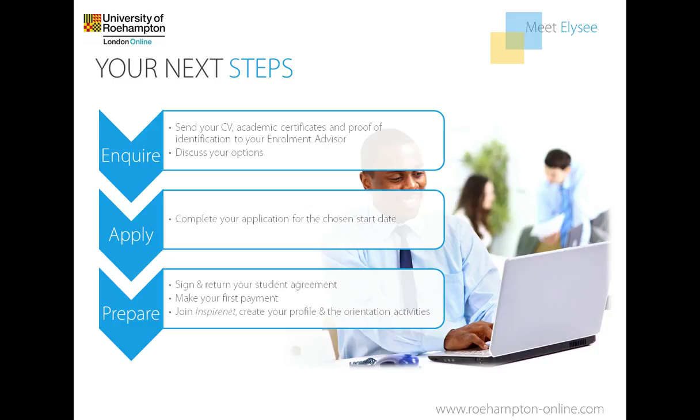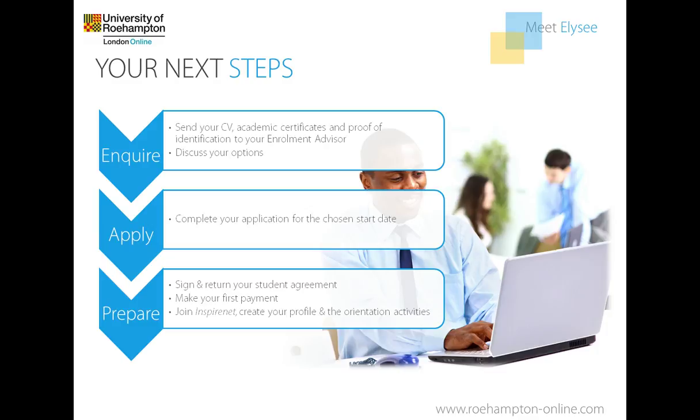I'm just going to guide you through some next steps for our prospective students who are still applying, in terms of inquiring, applying, and preparing. If you haven't done so already, send your CV and your academic certificates as proof of identification to your enrollment advisor, and they can discuss your options and go through the application with you. Then you'll complete that application for the chosen start date. For those of you looking to apply, December will be too late, so we'll be into next year's enrollment. Please speak to your enrollment advisor about that.